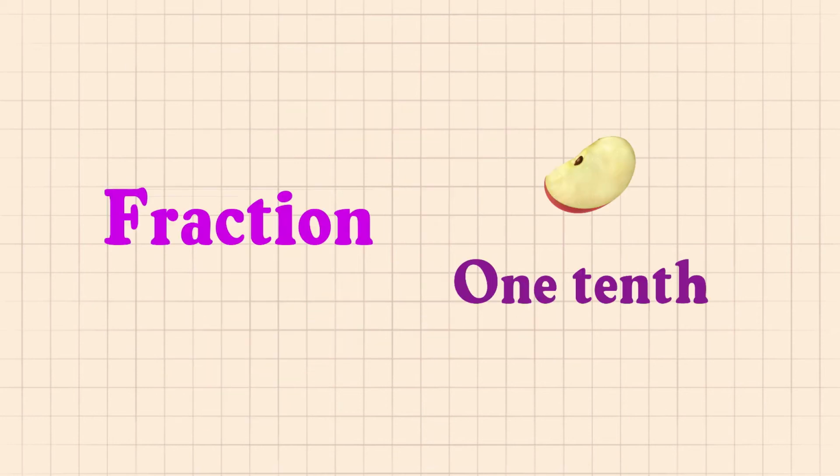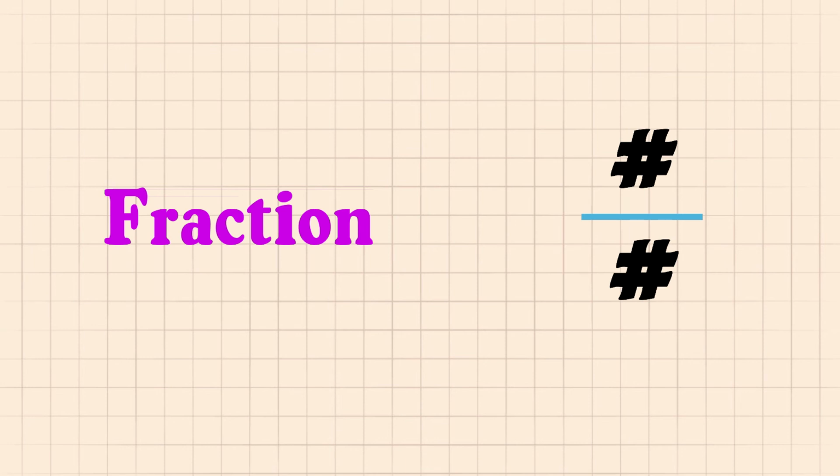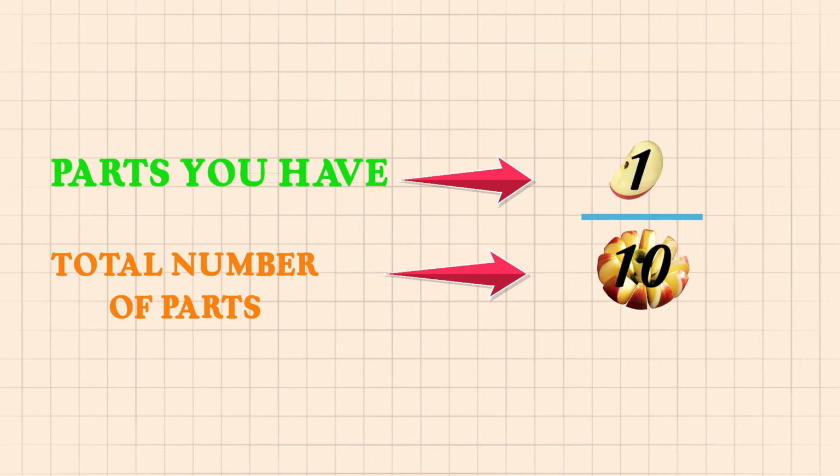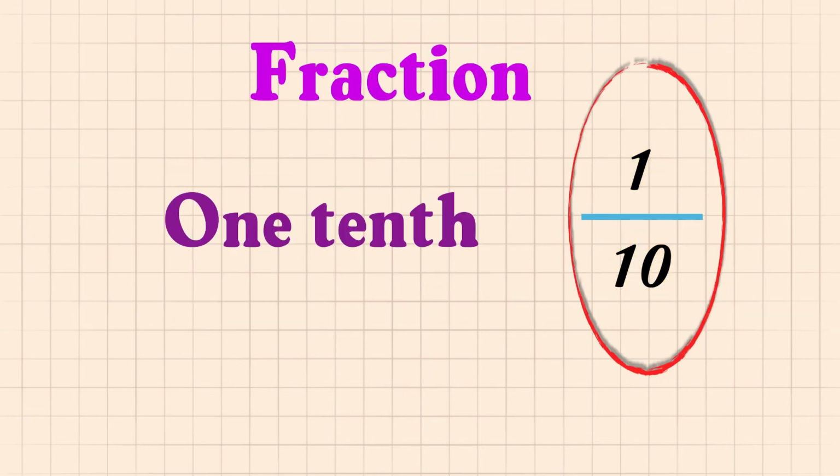1/10 is a fraction. A fraction is written in a special way. The number on the bottom shows the total number of parts the whole amount is divided into. The number on the top shows how many of the parts you have. So, the fraction 1/10 is written like 1 upon 10.